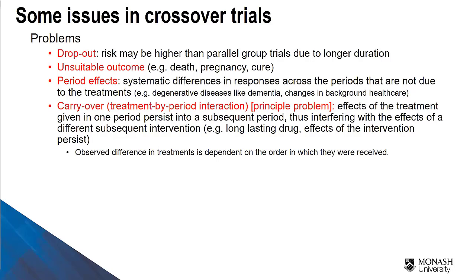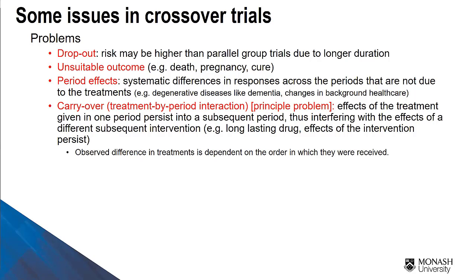What are the problems with crossover trials? Well, it could be the case that dropout risk is higher than in parallel trials, and this is due to the fact that participants are in the trials longer because they're receiving both interventions. It's not a suitable design where you've got an outcome such as death or pregnancy or some cure, because if that occurs at the end of the first period, then you lose the participant for the second period.